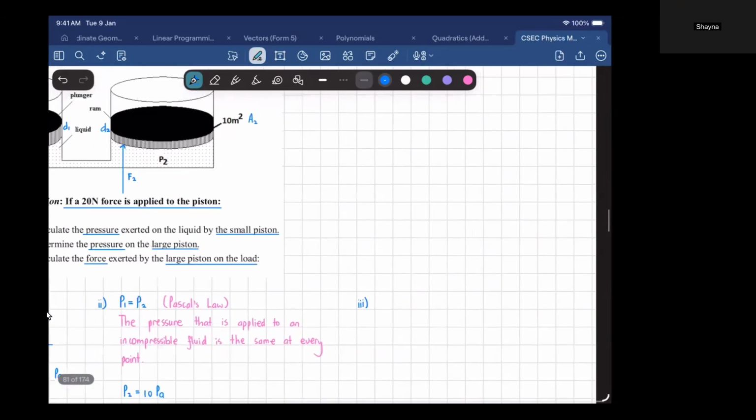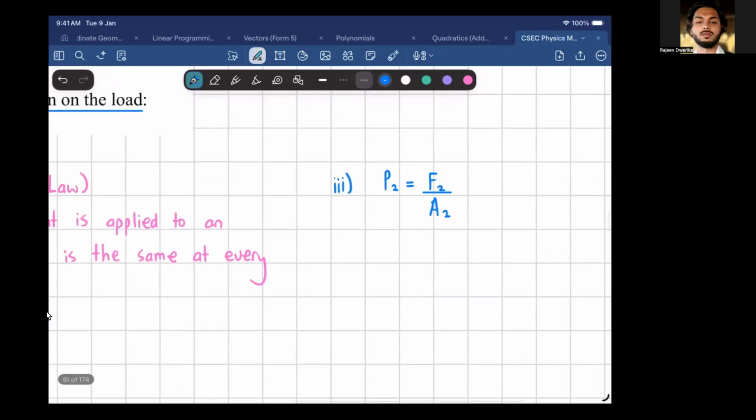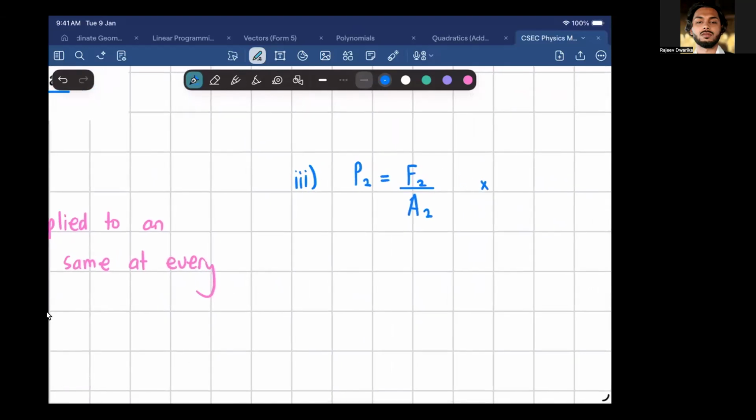A2. A2, right? So I'm going to write the pressure in terms of that. So I'll say P2 is equal to F2 all over A2. And I'll need to make F2 the subject, because they want us to figure out the force. So to make F2 the subject of the formula, I'll have to multiply both sides by A2. And if I do that, I'll get P2 A2 is equal to F2, and then I could just switch around. So F2 would be equal to P2 A2.